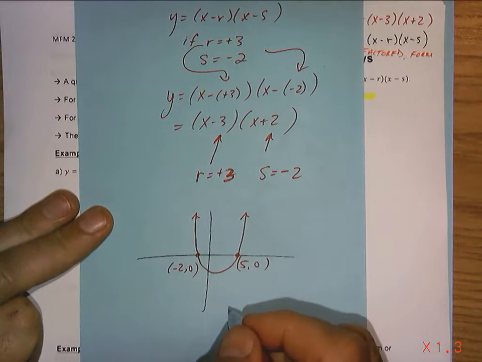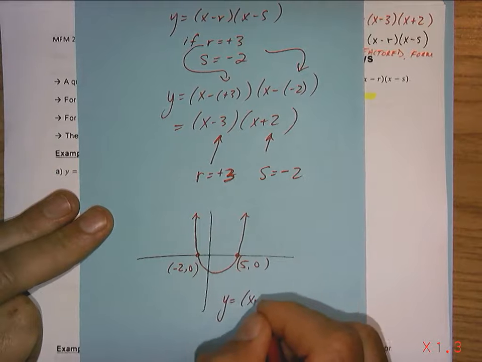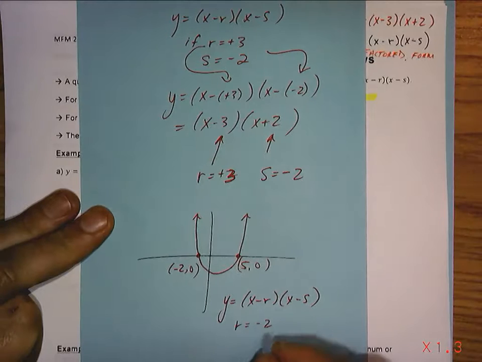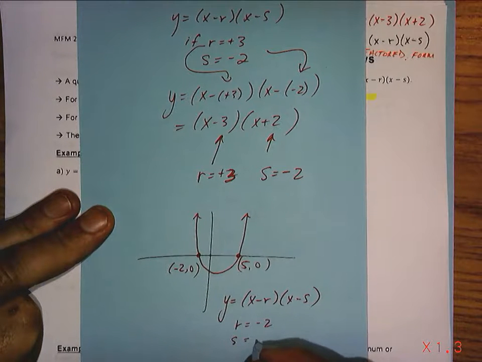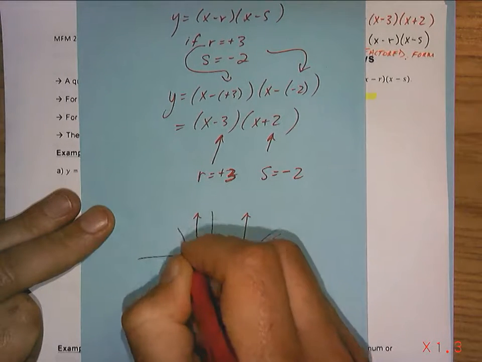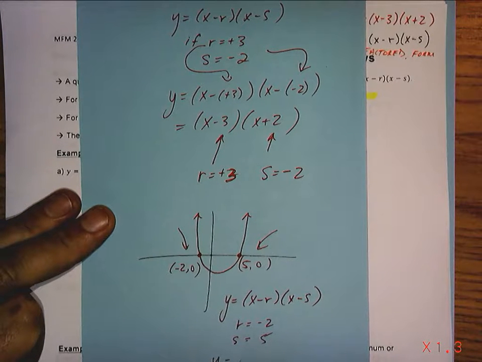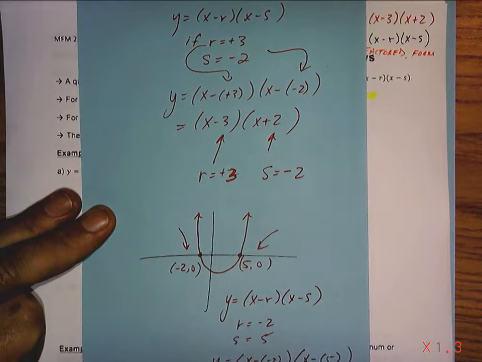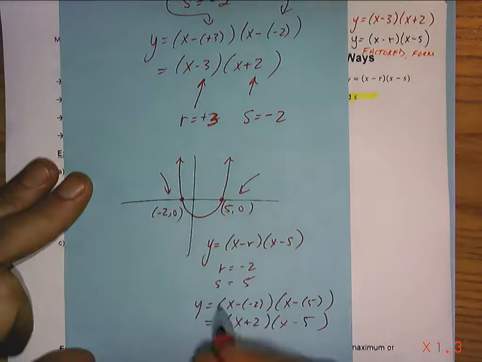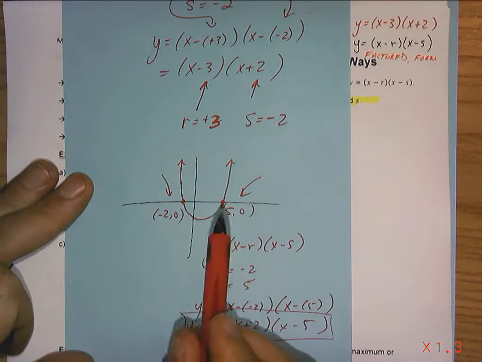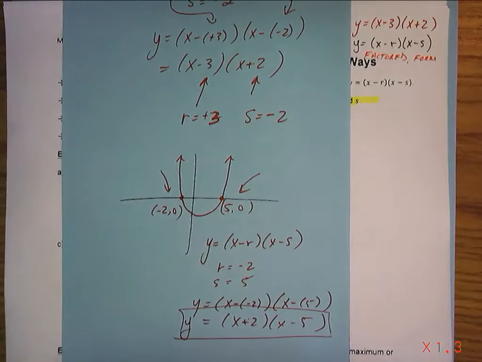This would have an equation that would look like this. Since the x-intercepts are negative 2 and s is 5, those are your x-intercepts. Those are the x values where it crosses the x-axis. So this would be y equals x minus negative 2, x minus 5. It would be x plus 2, x minus 5. So this equation gives us a quadratic with these x-intercepts. Now that's kind of interesting.